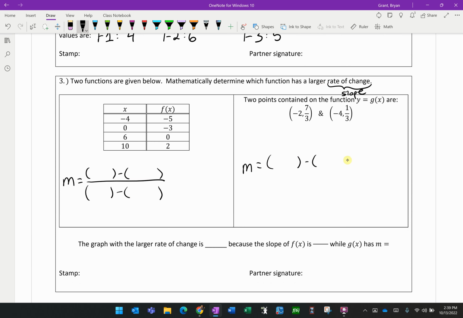You also might want to involve your calculator to help you simplify some fractions. Whenever you're done, check with your teacher, sign your partner's paper, and then hang tight for a quick second and we'll unpause this video and call it good. Ready, set, go.